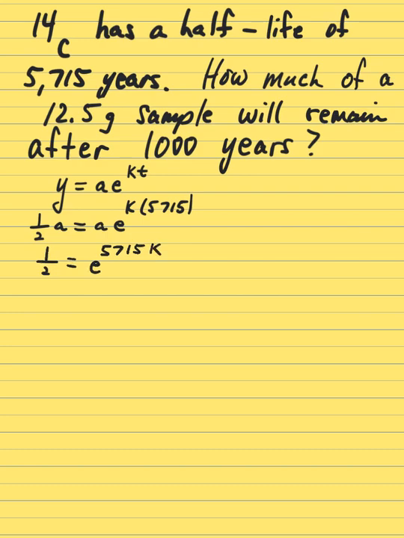And from a couple slides ago, we had a way to make the e go away: we take the natural log of both sides. So natural log of half equals natural log of e to the 5,715k. ln and e will cancel. Natural log of half equals our exponent.